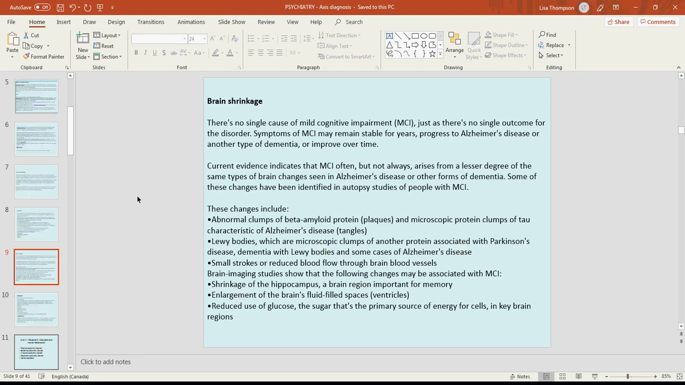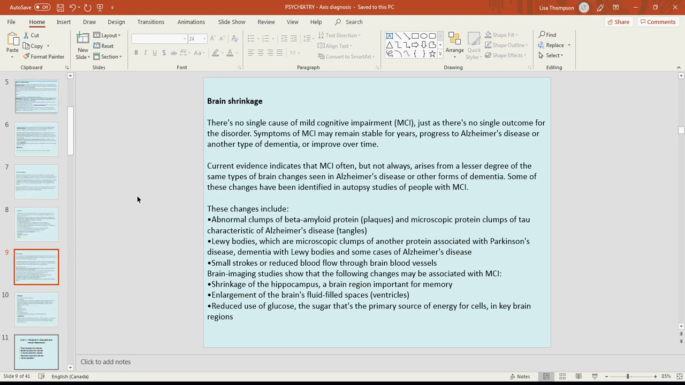Some of these changes have been identified in autopsy studies of people with MCI. These changes include abnormal clumps of beta amyloid protein, plaques in other words, and microscopic protein clumps of tau, characteristic of Alzheimer's disease, which are like tangles. Lewy bodies, which are microscopic clumps of another protein associated with Parkinson's disease, dementia with Lewy bodies, and in some cases Alzheimer's disease. Small strokes or reduced blood flow through brain blood vessels.